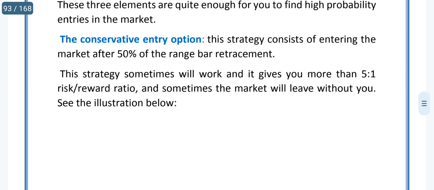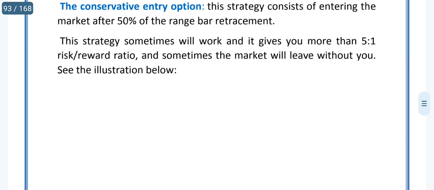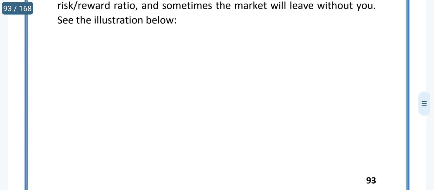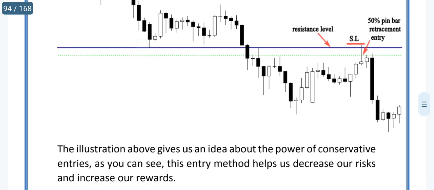Therefore, someone, it may be a buyer or a seller, enters the market after a 50% retracement of the range penny bar, and it gives us a 5-to-1 risk to reward ratio. And at that point, the market will leave without your trade.